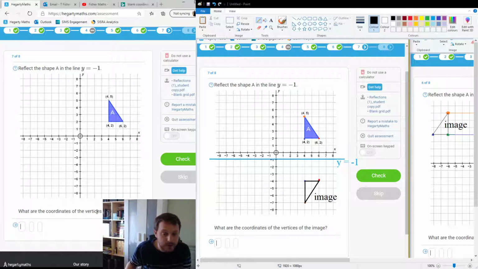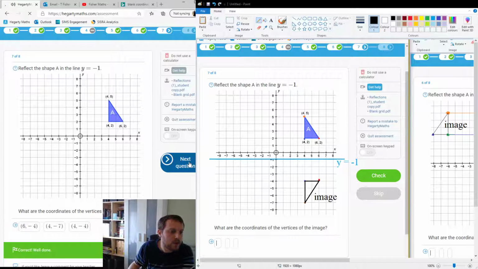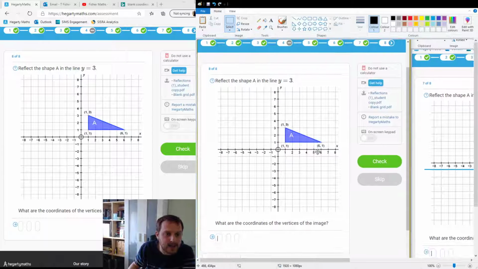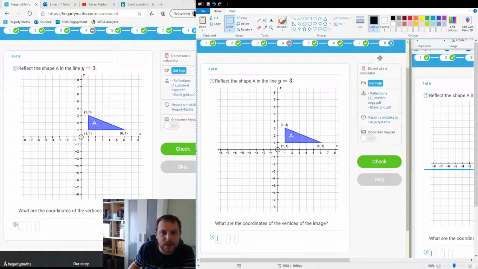So all that is left is for us to write down the coordinates. So I'll do the red one first, so that's 6, minus 4, then the yellow one, 4, minus 7, and then the blue one, 4, minus 4. Right, and then we'll finish with this one, and then I might wait to see how people respond to these videos before talking about the next Hegarty task, just because I don't want to give you all too much at once. But anyway, y equals 3 is this question.